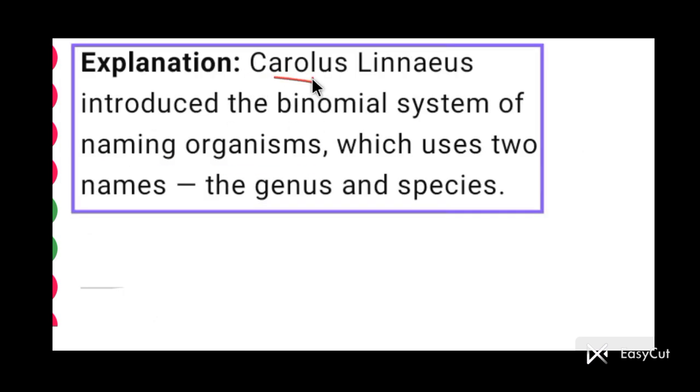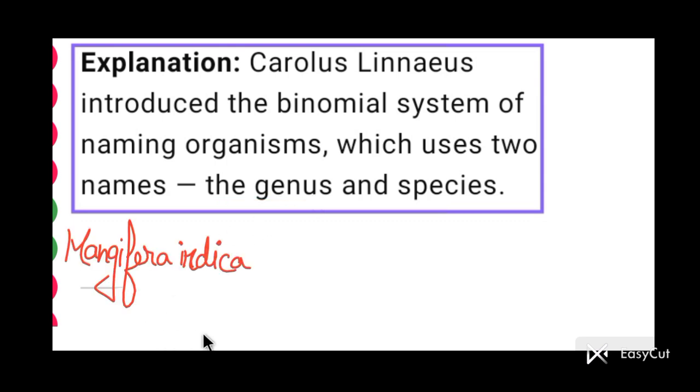So Carolus Linnaeus introduced the binomial system of naming organisms which uses two names, the genus and species. For example, the scientific name of mango is written as Mangifera indica. In this name, Mangifera represents the genus, while indica is a particular species or a specific epithet.